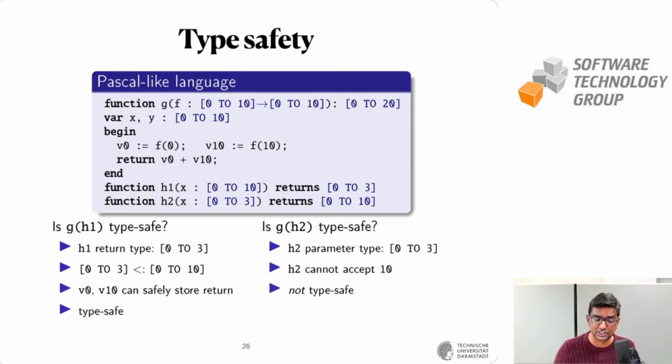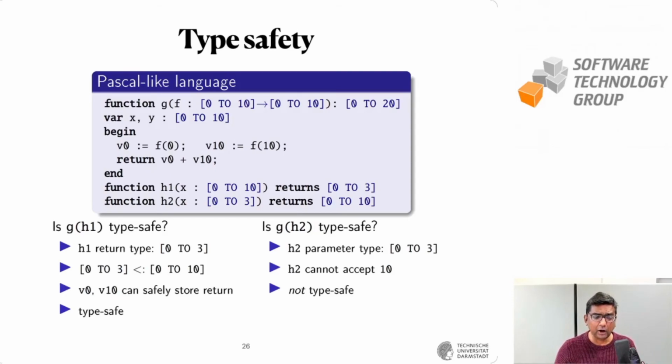Is g of h2 type safe? Well, no, because h2 takes in a parameter of type 0 to 3, which means it cannot accept the value 10. The g, for example, has a call to f which contains the value 10. It cannot accept it, so it is not type safe.